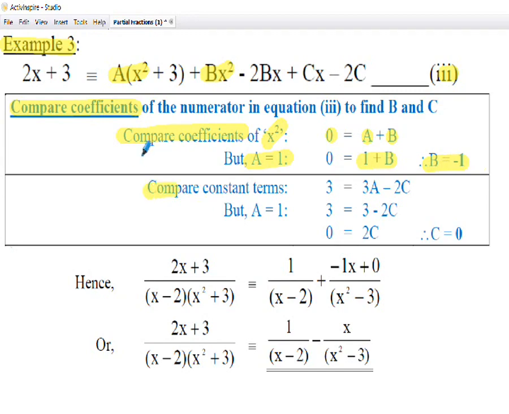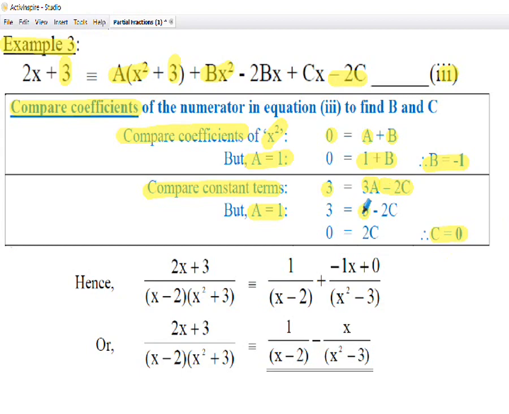If I now compare the constant terms to generate a second equation, on the left hand side of equation 3 I have 3, and on the right hand side my constants will be 3 times a, if I expand the bracket there, and also the minus 2c in this case. So 3a minus 2c are the constants on the right hand side. Again, we know the value of a is equal to 1, so I can put that into the equation. If I rearrange this equation, I find in this particular case, it's not always the case, but in this particular case, constant c is equal to 0.